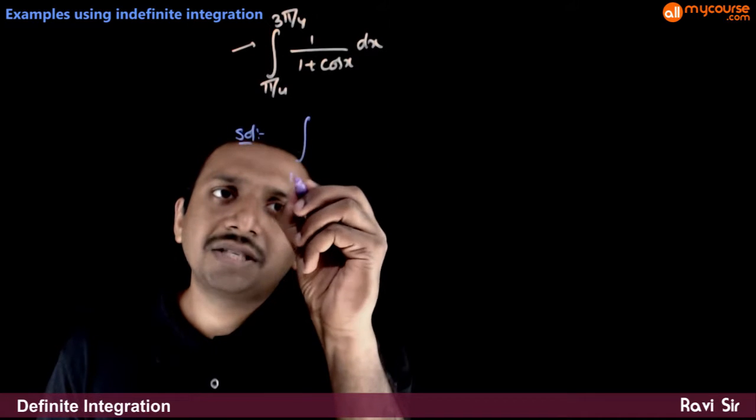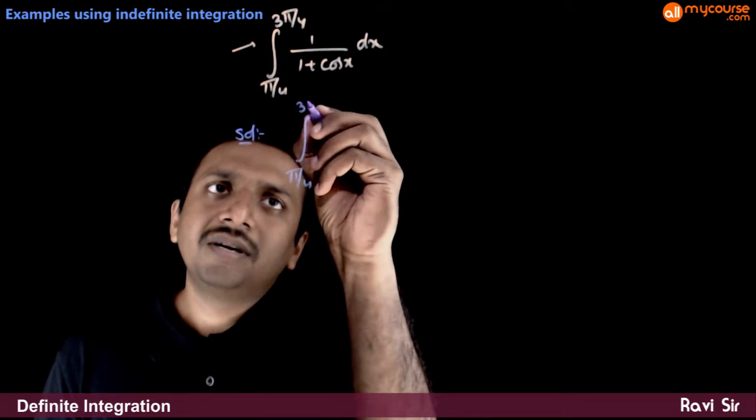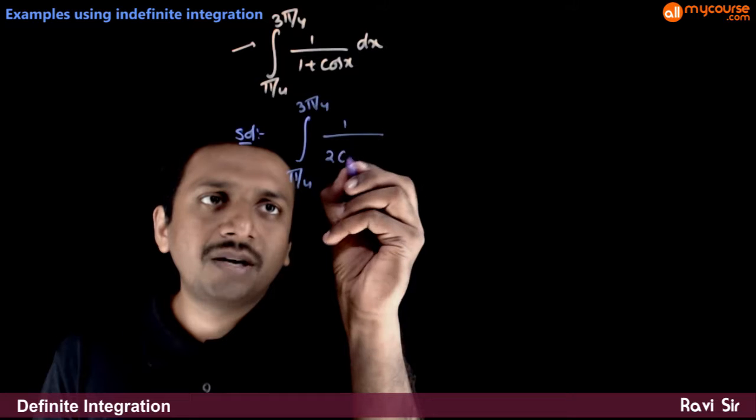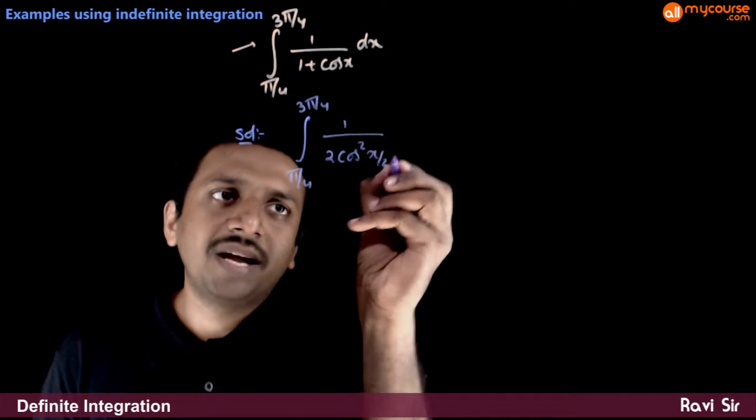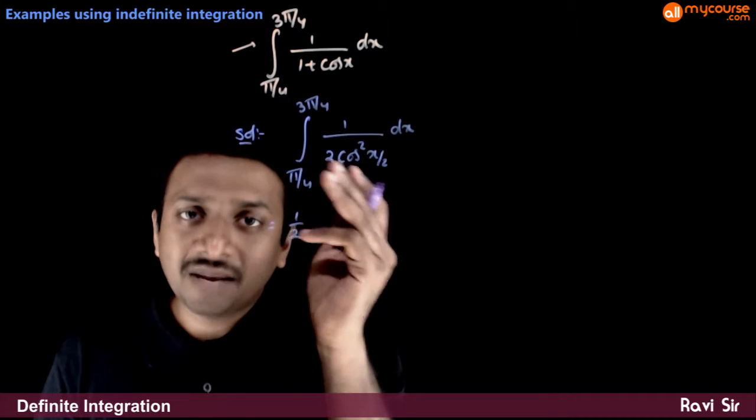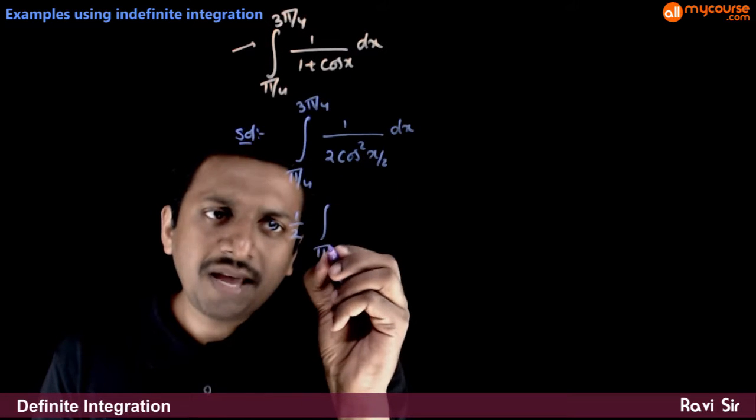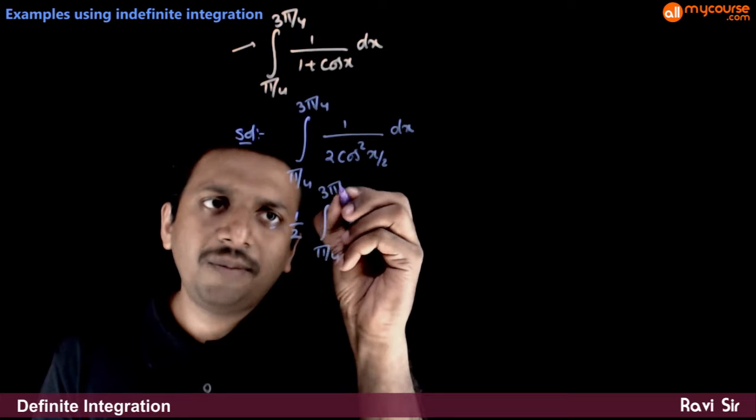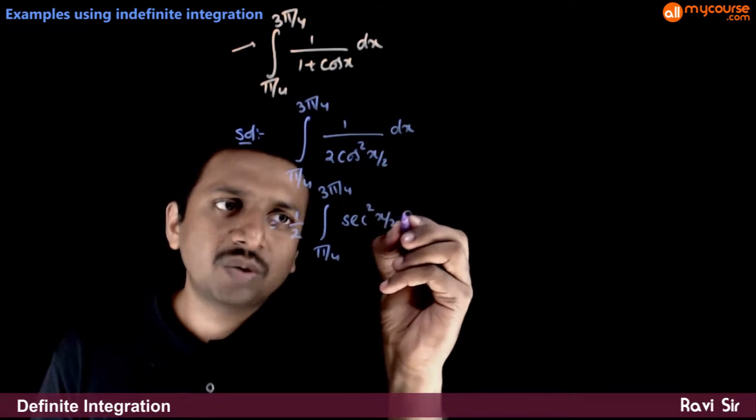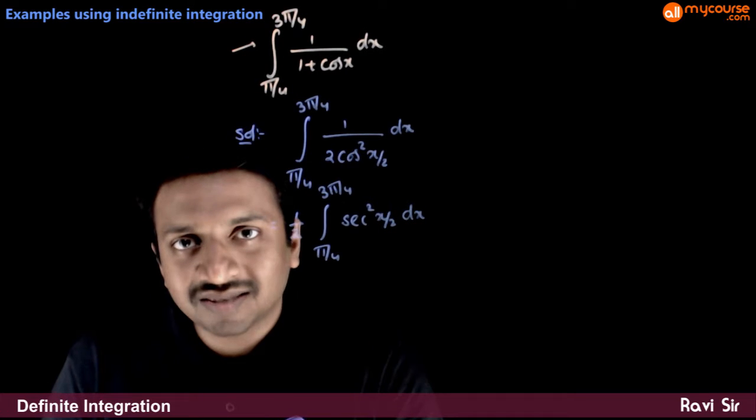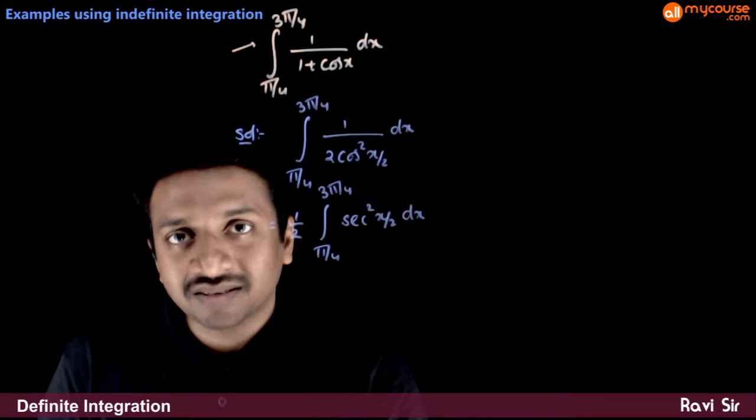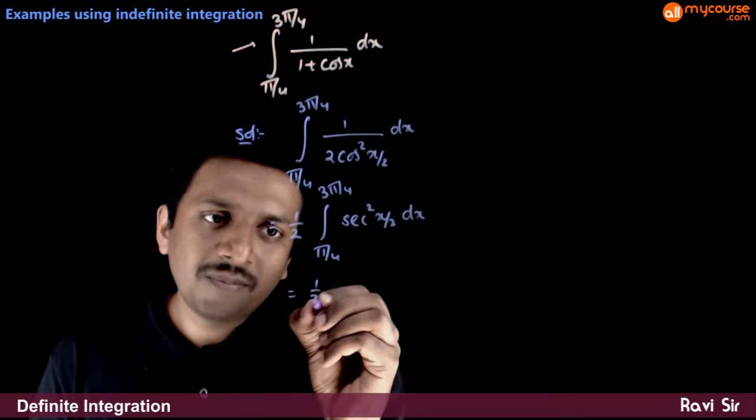So this is nothing but the integral from pi by 4 to 3 pi by 4 of 1 by 1 plus cos x, which is 2 cos square x by 2 dx. So that is, half can be taken outside. Pi by 4 to 3 pi by 4, 1 by cos square x by 2 is secant square x by 2 dx. That is equal to 1 by 2 times.